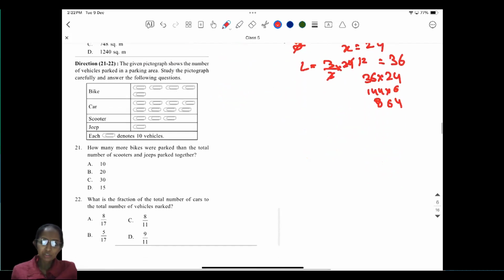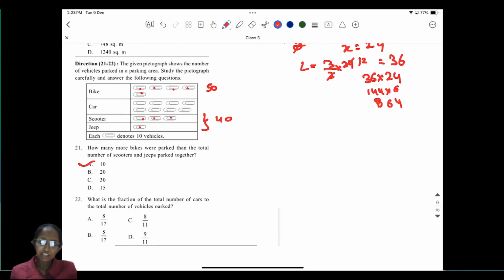Now the next two questions are based on this pictograph. How many more bikes were parked than the total number of scooters and jeeps altogether? We can see over here that the scooters are 1, 2, 3 and jeeps are 1. That means the total is 40, and the bikes are 1, 2, 3, 4, 5. That is 50. So 10 bikes are more.